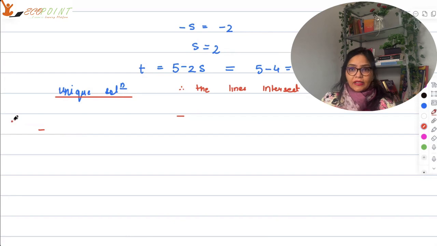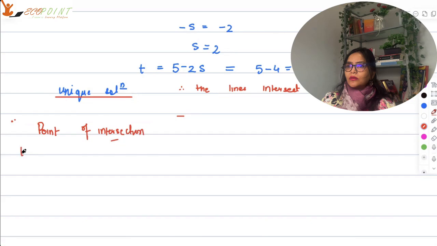So the lines definitely intersect. Now, how do you get to know the point of intersection? Where are these lines intersecting? To get the point of intersection, what you can do is plug in the value of t, or equivalently of s.